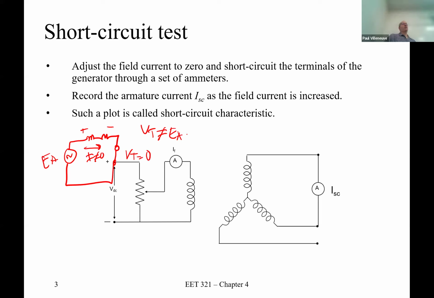But what can I get? Well, I'm going to do that same plotting for my field current, and I'm going to vary the current. But instead of measuring VT, I'm going to measure the armature current. And when I do that, I'm going to get a curve that looks like this. This is field current, and that is armature current. This is the short circuit characteristic of the generator.